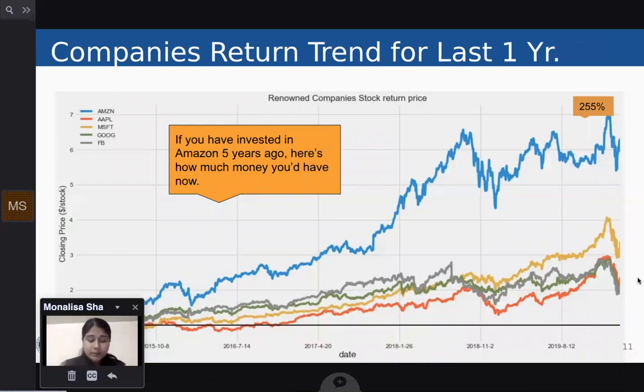In this plot, you can see the return of Amazon is the highest. In the last 1 year, Amazon has got a total return of 255%. We can say a $1,000 investment in 2009 would be worth more than $13,000 in December 2019. So if you had invested in Amazon 5 years ago, here's how much money you would have now.